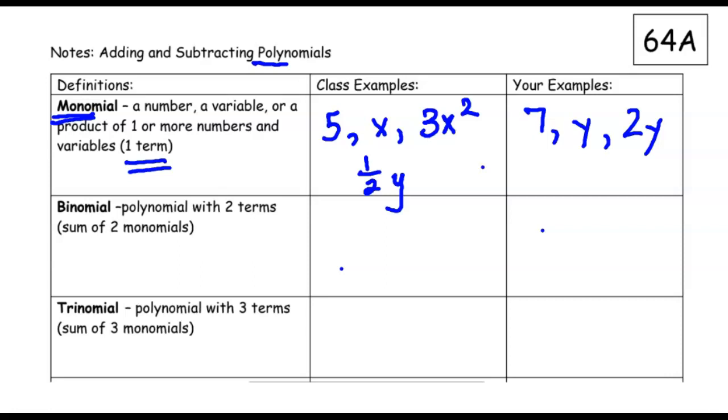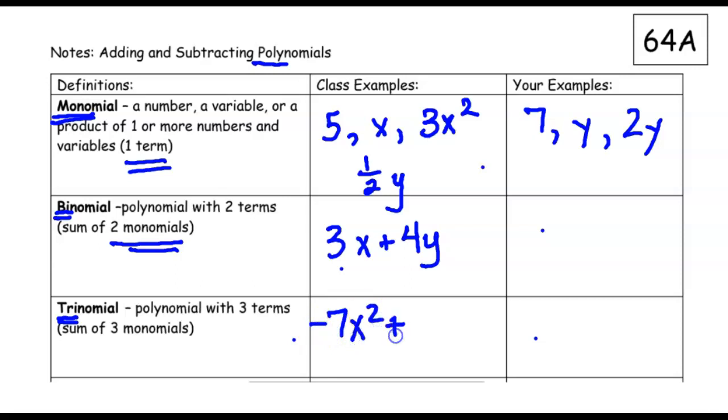Okay, a binomial has the prefix bi in it. It's actually two monomials. So if we had the example 3x plus 4y, notice we have two terms. So that would be a binomial. A trinomial, tri means 3, it's actually a polynomial with 3 terms. So an example would be maybe negative 7x squared plus 3x minus 1. Notice there's your first term, there's your second term, and here's your third term.